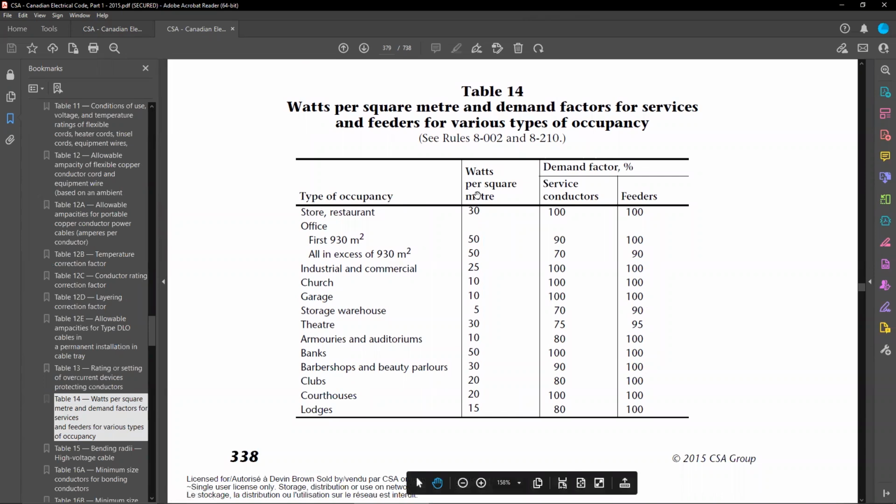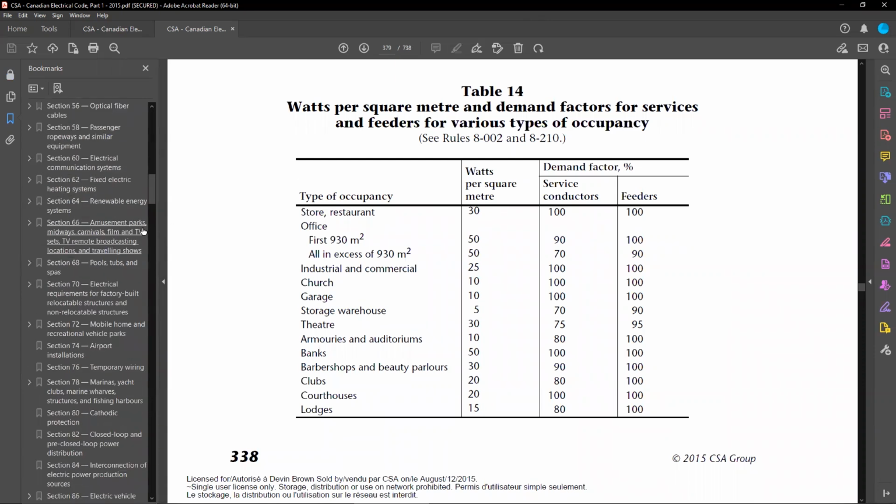It provides you watts per square meter. Yes, watts per square meter, basic load. It's important to know it's a basic load. Basic load is described at the beginning. What does basic load mean? It is described in Section 8.